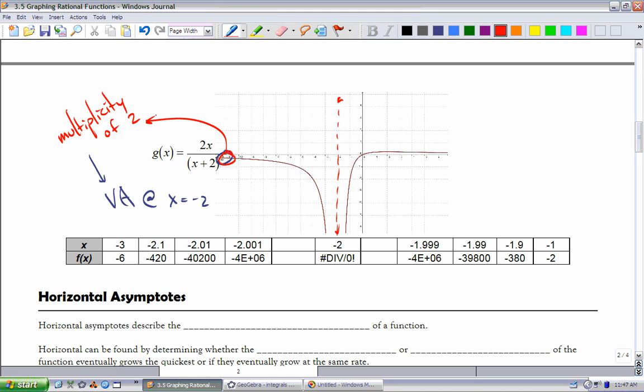Okay? And you'll notice here, in this case, as we put in values that get closer to negative 2 from the left, the graph goes to negative infinity, right? And as we put in values from the right that get closer to negative 2, it also goes to negative infinity. This happens because of this multiplicity of 2. Anytime your multiplicity is even, the graph will approach the same infinity from both sides. If it's odd, it will approach opposite infinities.